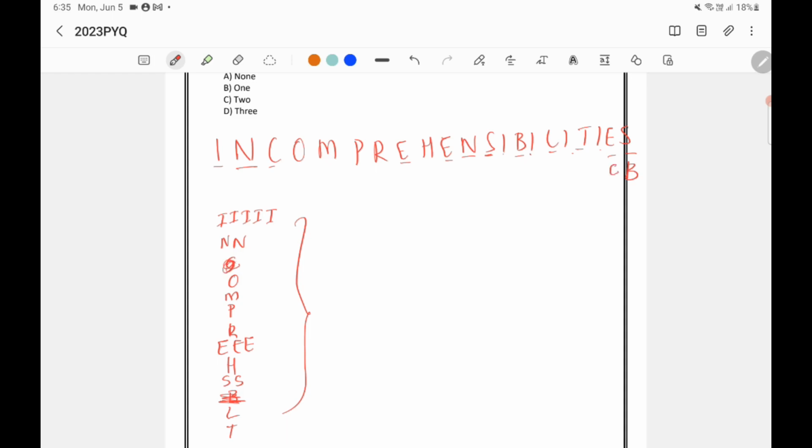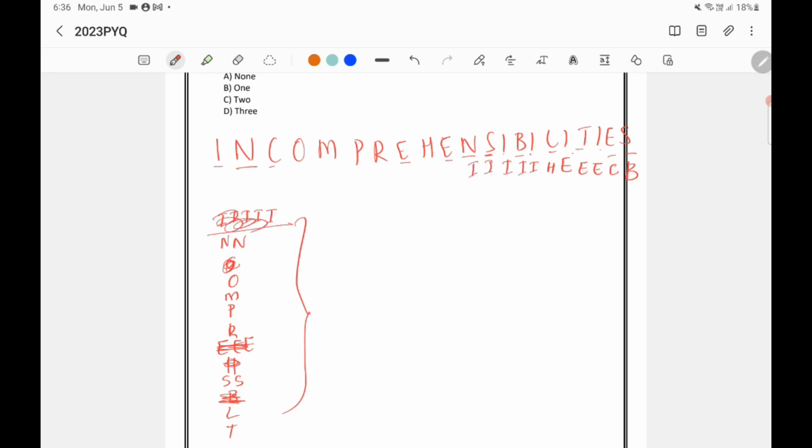D is not there. Then E is there. Right, 3 E's are there. So I need to write 3 E's. E, E and E. Okay. Now then F, G, H is there. Right. So I need to write H. Then I is there. 5 I's are there. So you need to write 5 I's. 1, 2, 3, 4, 5. Okay, I have written 5 I's.